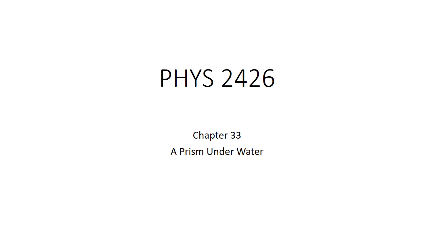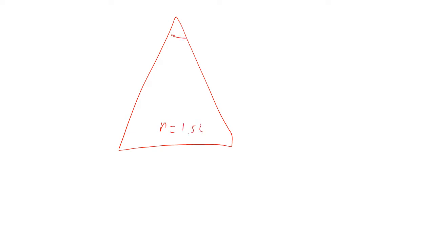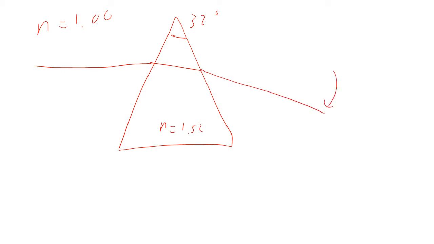Okay, so in our previous example, we looked at a prism. Reminding you, we use the same prism here. n equals 1.52. This was a 32-degree angle. It was in air out here. And so light came in here, refracted, and we found that the angle relative to going straight through, in other words, the angle of deviation here, was 1.8 degrees.